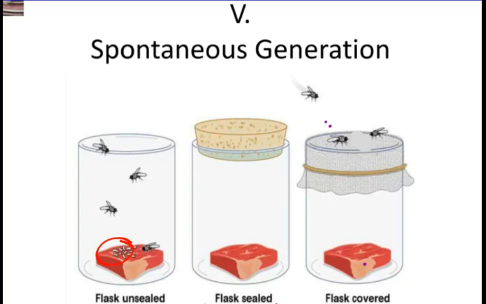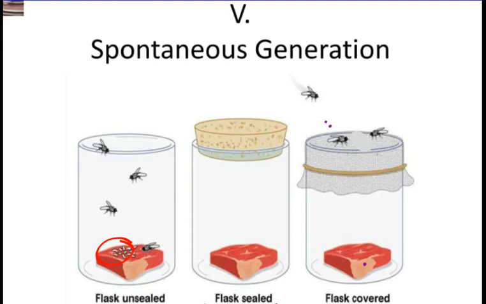Somebody in another class asked me what gauze is. Do you guys know what gauze is? It's like a thin cheesecloth. Maybe we call it cheesecloth today. It's thin enough that air can get in, but the flies cannot. So based on this evidence, what would your claim be? Where do maggots come from? You're answering your question. Your claim is the answer to the question.